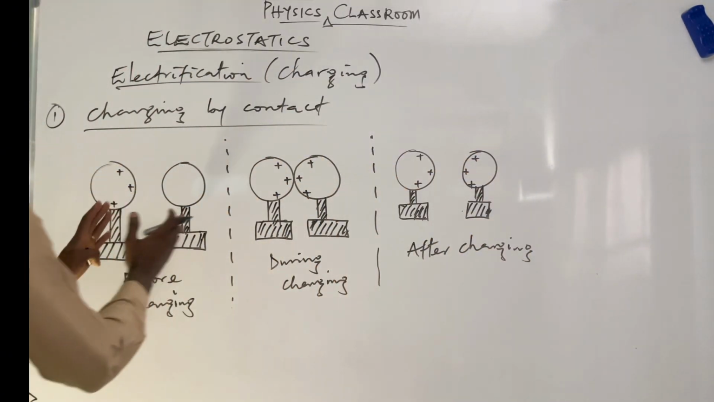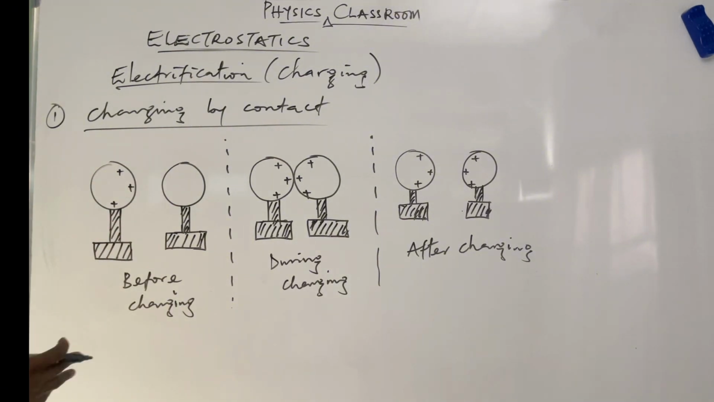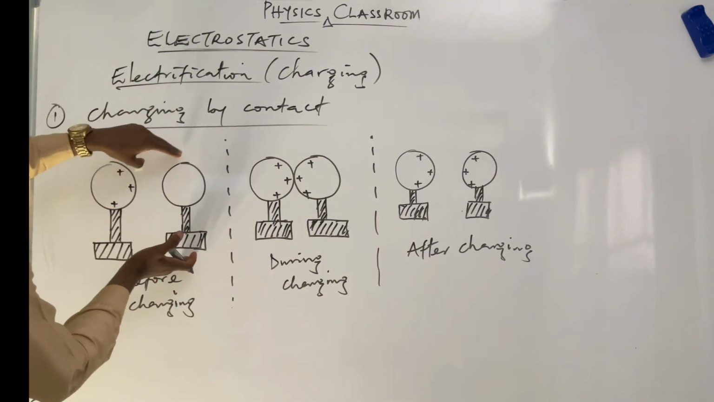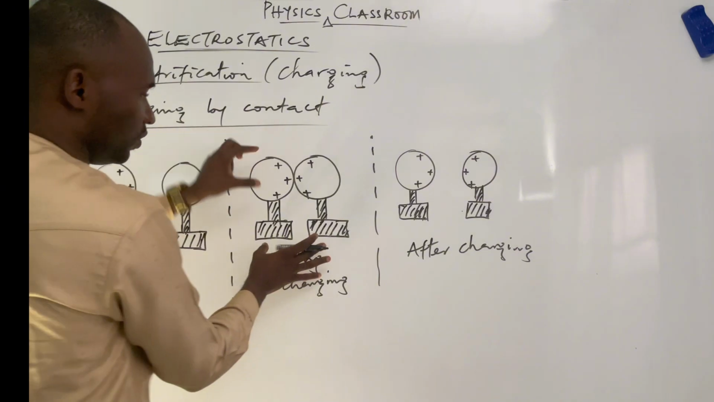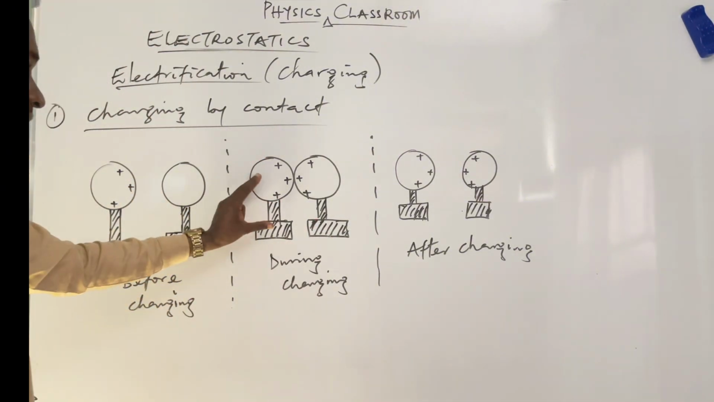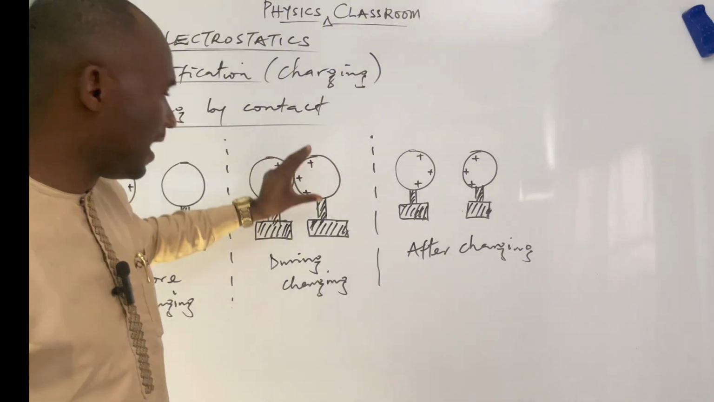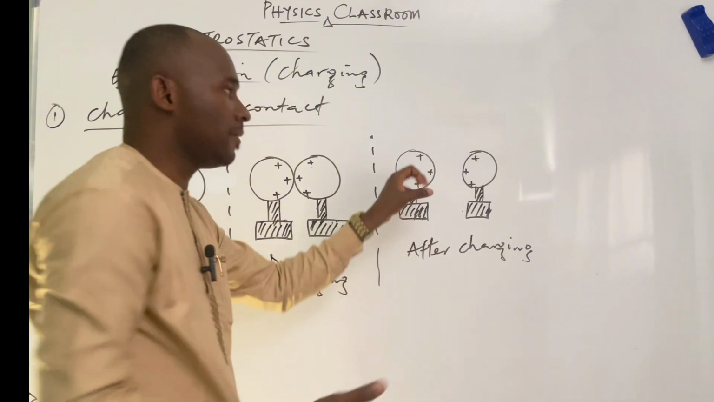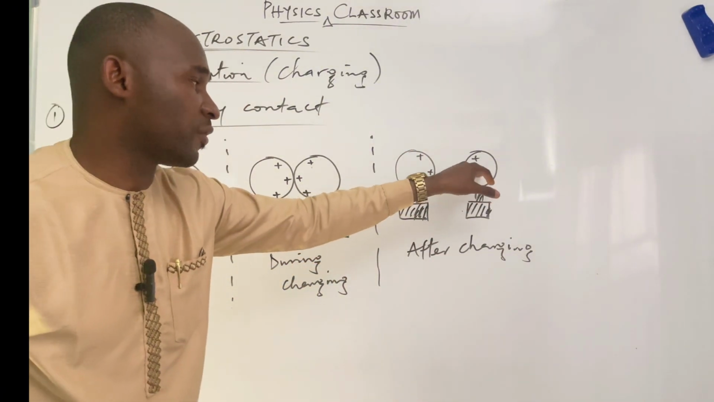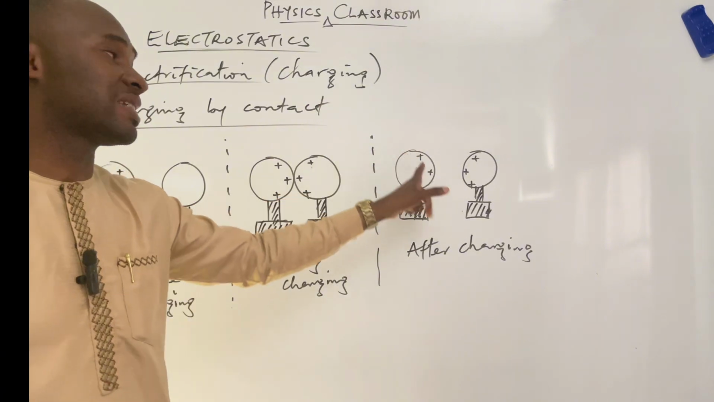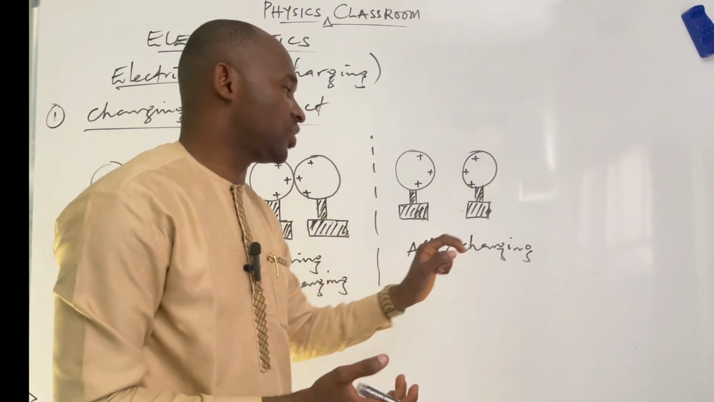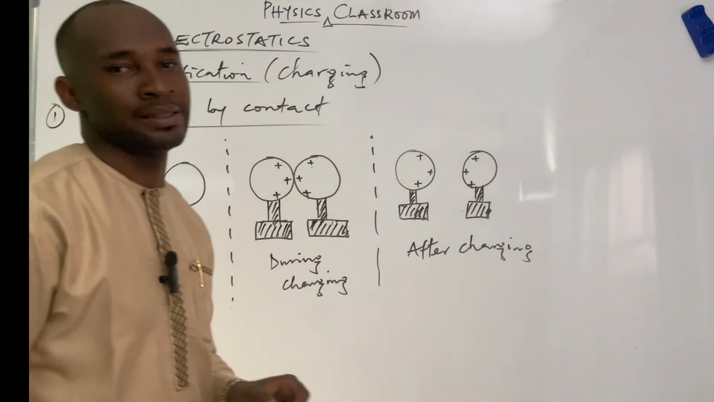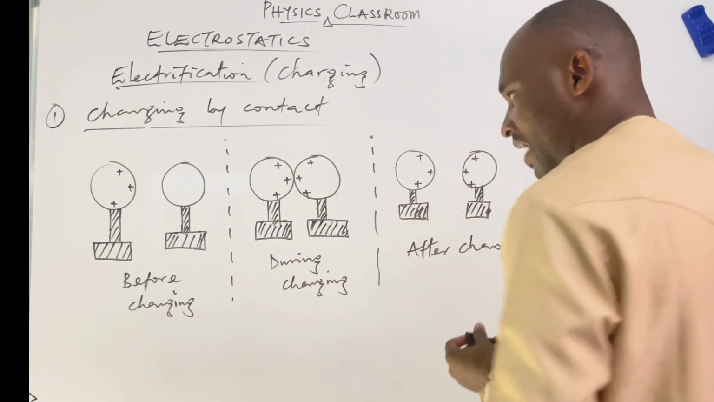So initially, the 2 bodies were not in contact with each other. Later, we brought the uncharged body, which is the neutral body, to be in contact with the charged body, and charges from the charged body were transferred to the uncharged body. And later on, they were separated far apart from each other, and the uncharged body has already been charged because charges were transferred from the charged body to the uncharged body. This is how we achieve charging by contact. That is that about that.